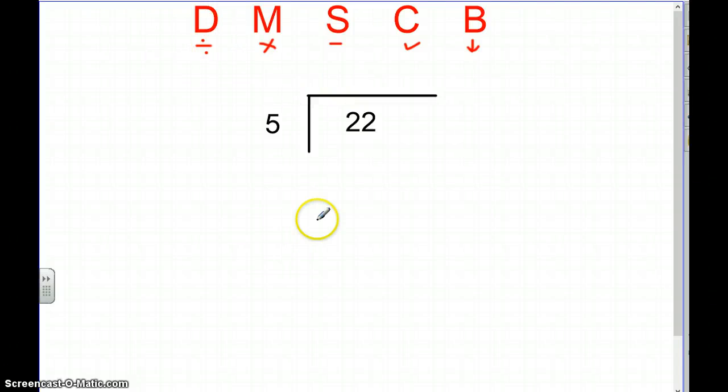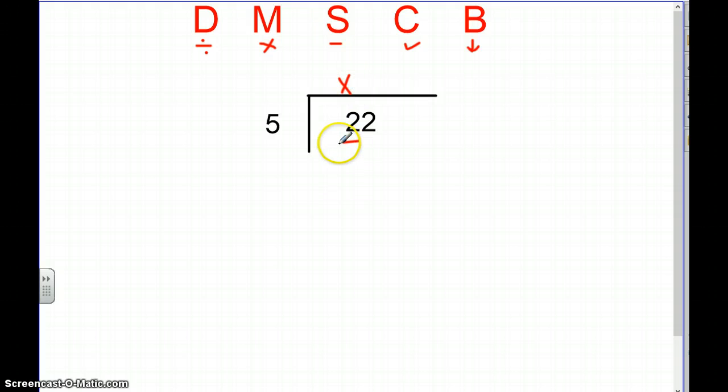So step 1 is to divide. We're going to ask ourselves, what's 2 divided by 5? Well, we can't do 2 divided by 5, okay? So I'm going to put an X right here to hold the place value, okay? So that you don't accidentally write a number up in the quotient later.